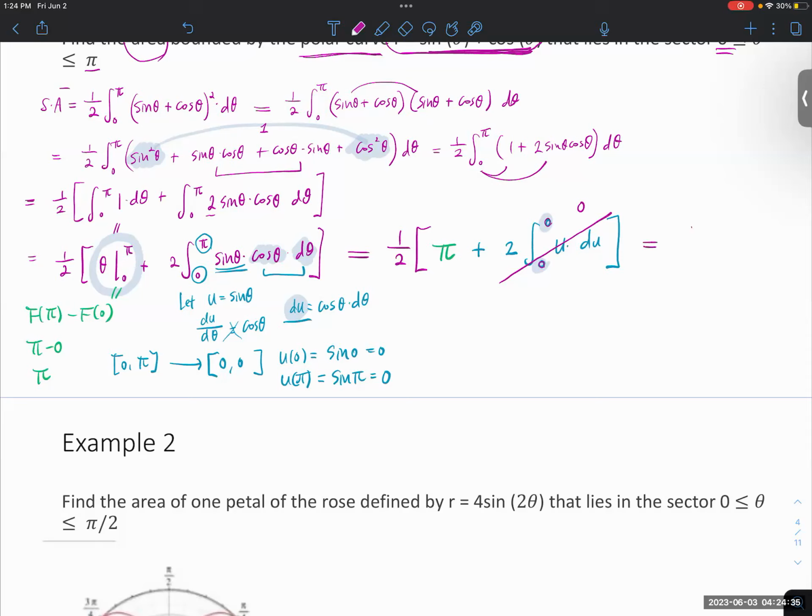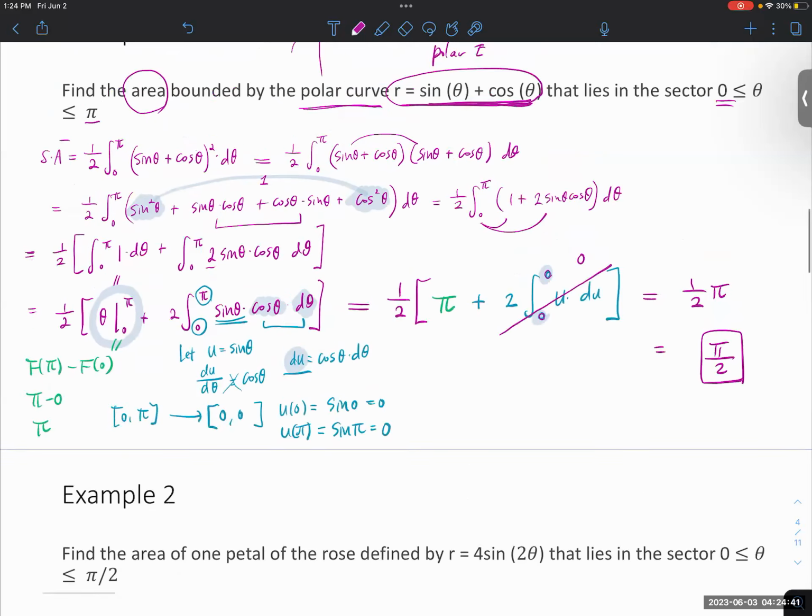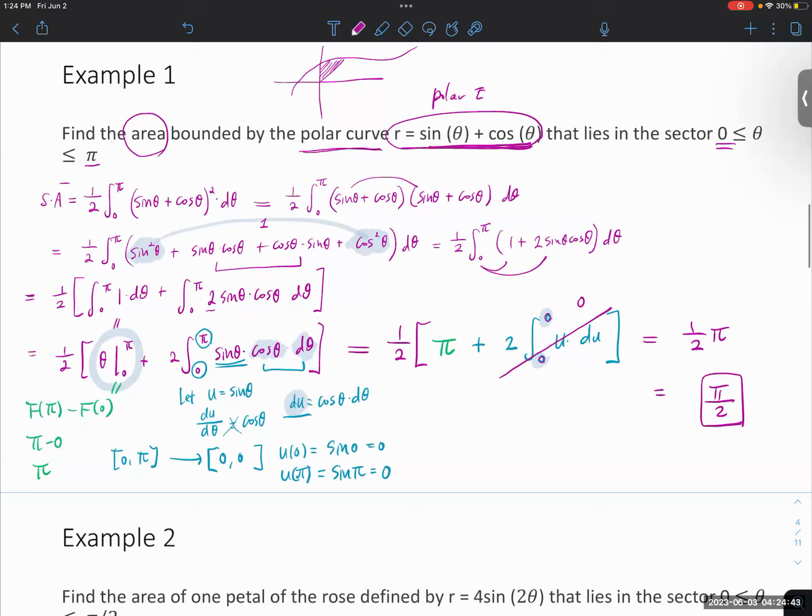So we have only 1 over 2 times a pi. So pi over 2, this is the area that we are looking for from 0 to pi of this polar equation. This is a sector area of this polar equation from 0 to pi. Why am I saying this is a sector area? Because we are covering only from 0 to pi. So that's your answer to find the area of the polar equation.